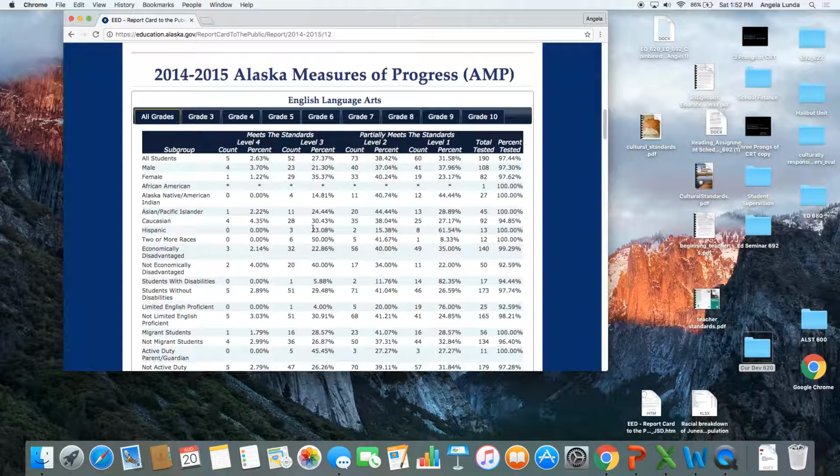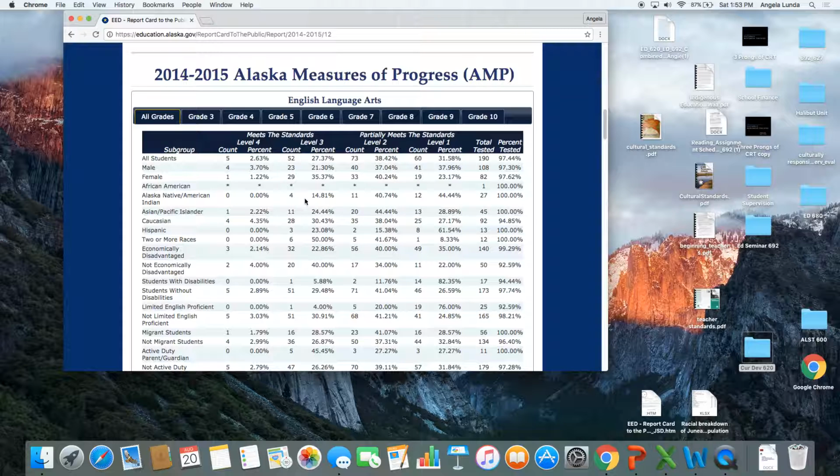So those are both considered meeting the standards. So total about 30, looks like about 35% met the standards. And of the Caucasian students, 38% partially met at a level 2 and 27% partially met at a level 1. So that's fairly low. So about 55%, if I add those two columns together, about 55% of the Caucasian students in the Cordova district did not meet the standards, sorry, in English language arts.